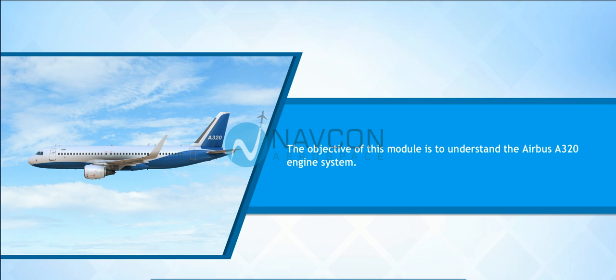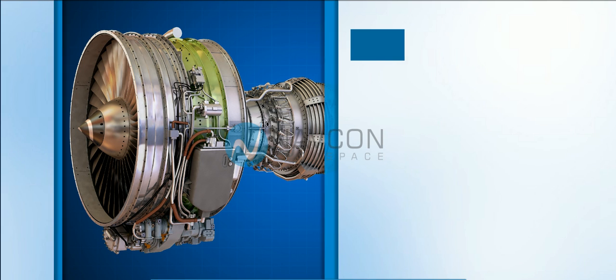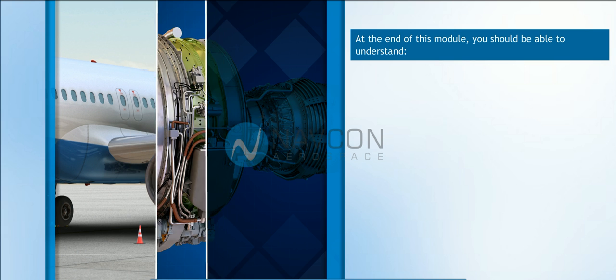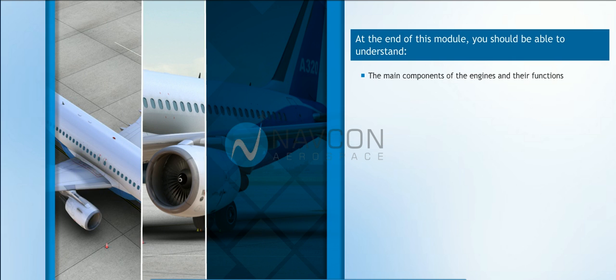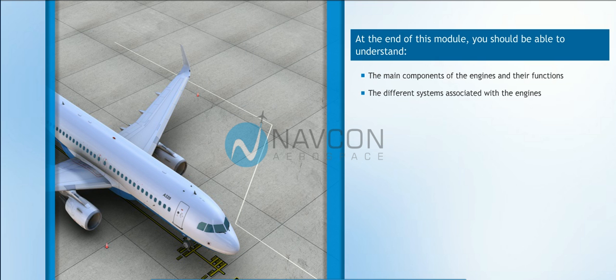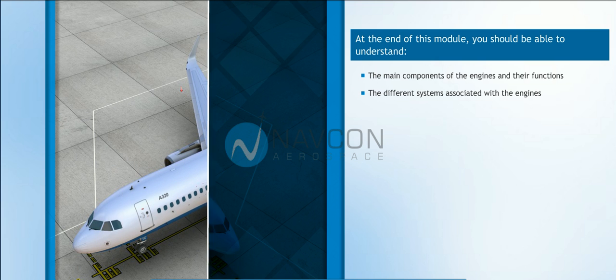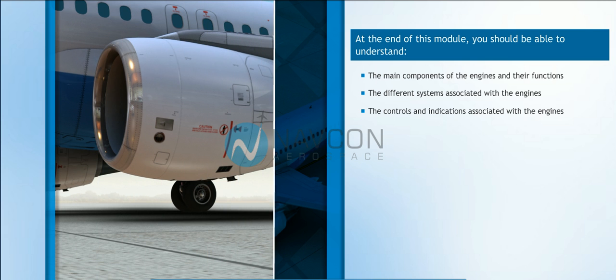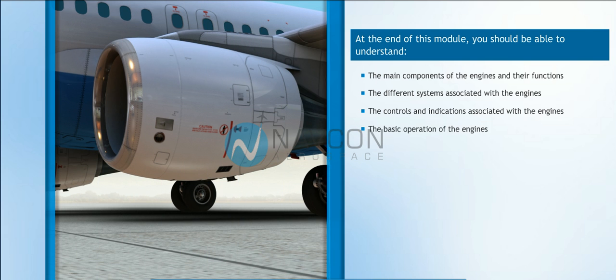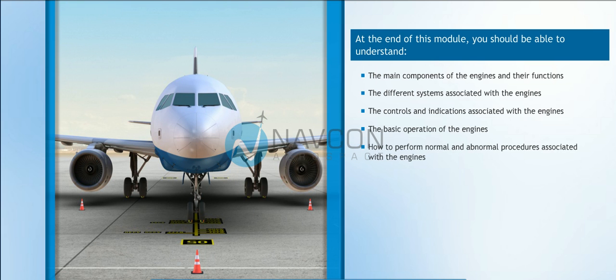The objective of this module is to understand the Airbus A320 engine system. At the end of this module, you should be able to understand the main components of the engines and their functions, the different systems associated with the engines, the controls and indications associated with the engines, the basic operation of the engines, and how to perform normal and abnormal procedures associated with the engines.